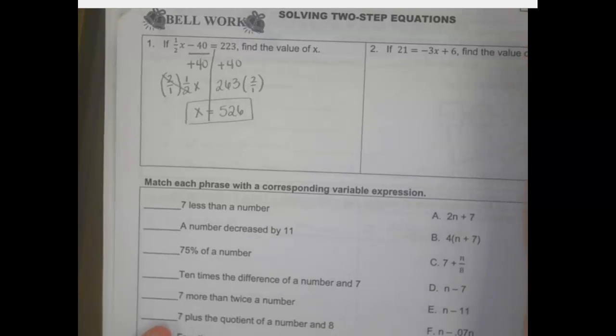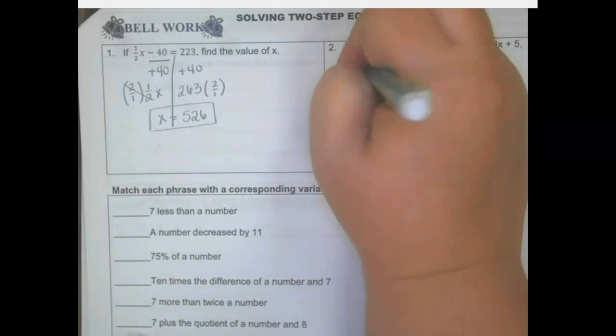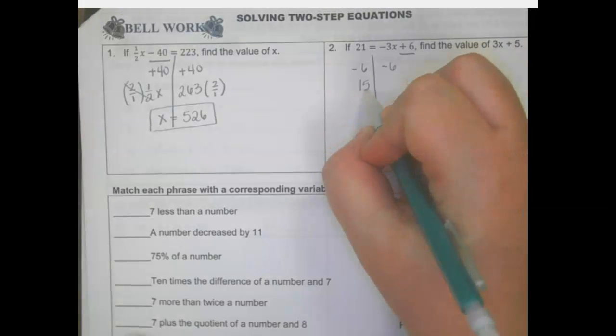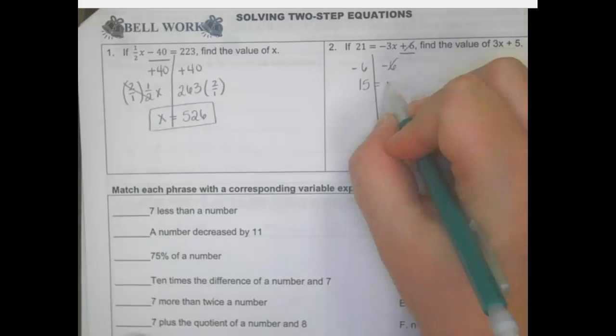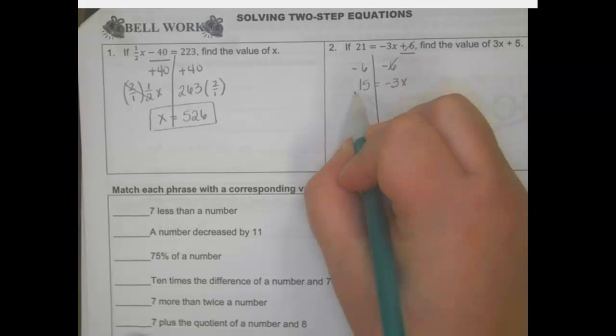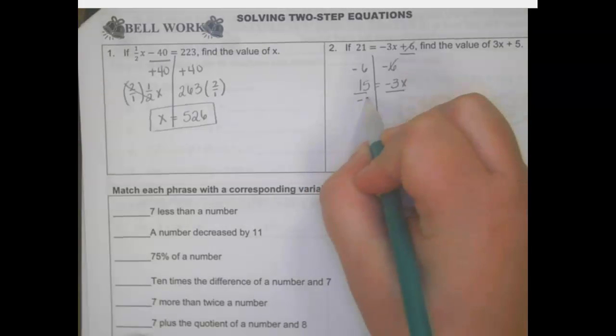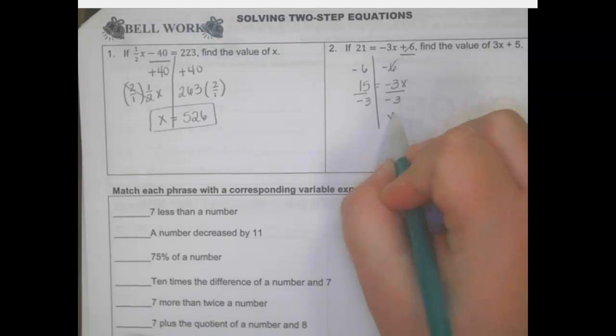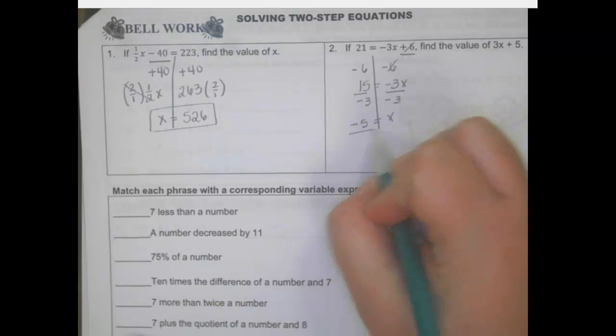The second one, it gives us an equation, but then it asks us to find the value of 3x plus 5. In order to solve for 3x plus 5, I have to know what x equals. So I'm going to solve for x. Opposite of adding 6 is subtracting 6. 21 minus 6 is 15. Cancels these. Negative 3x. Coefficients and negatives, so I'm going to divide both sides by negative 3. And we should have gotten negative 5.